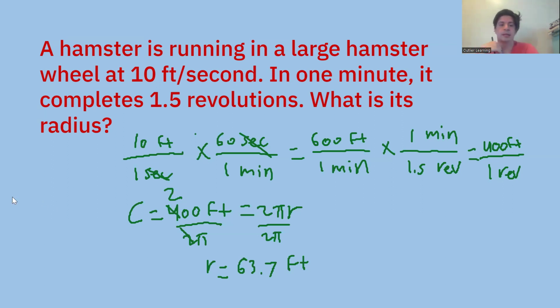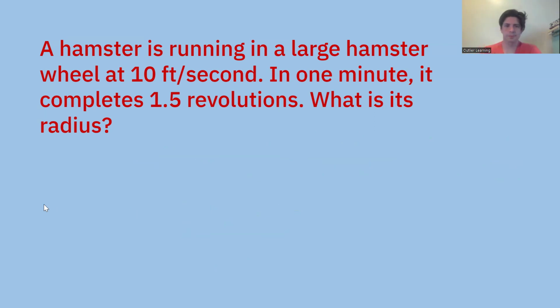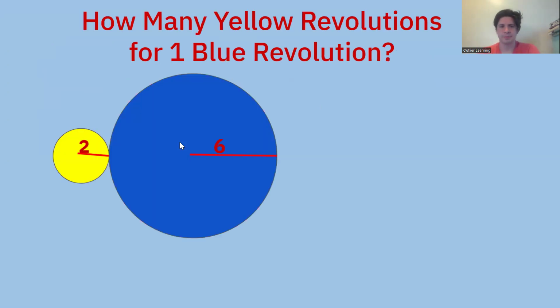Okay, and then we'll do one last one. This one's kind of a fun graphic. It makes me think of a wheel with gears in it, where the little one is sort of moving the other one. How many yellow revolutions? Sorry, technical issues there. So how many yellow revolutions for one blue revolution?